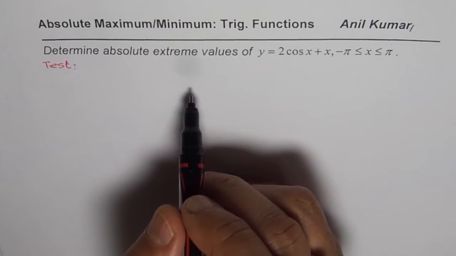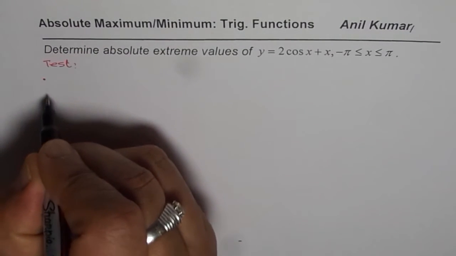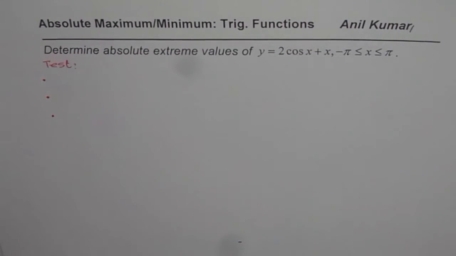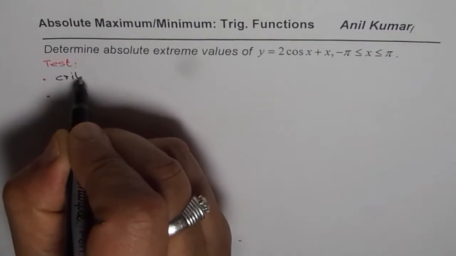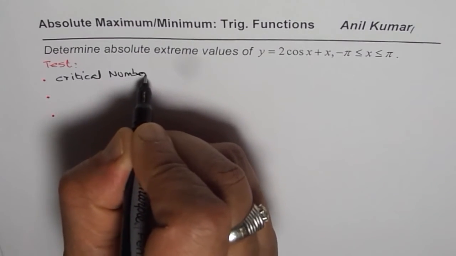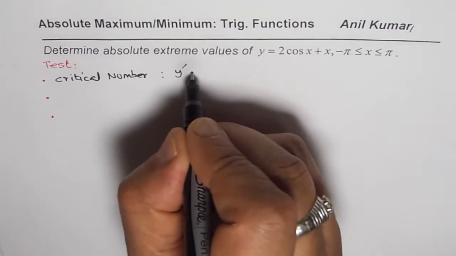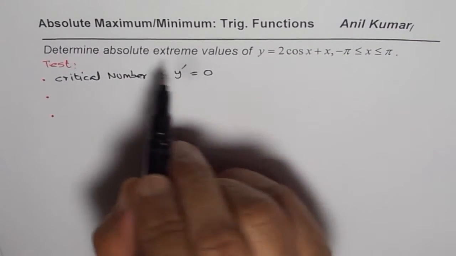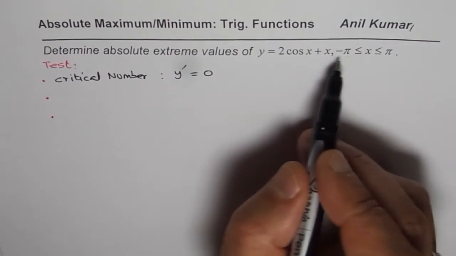Here is my solution. To find the absolute maximum, what should we do? Well, we need to find the critical numbers. That is always our first step. So the first step is to find critical numbers, right? And as you know, a critical number is a point where the derivative, let's say y prime, is equal to 0. The extreme values could occur at a critical number or at the boundary conditions, right?